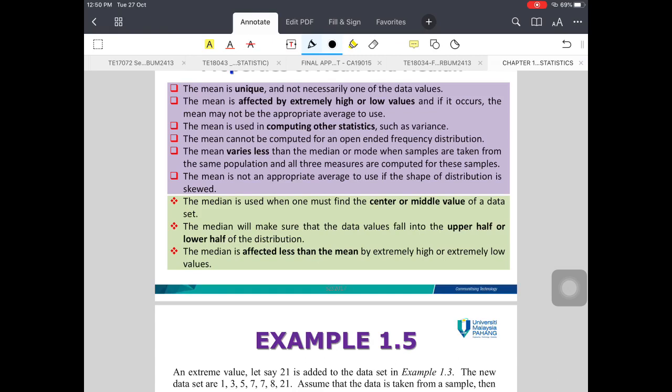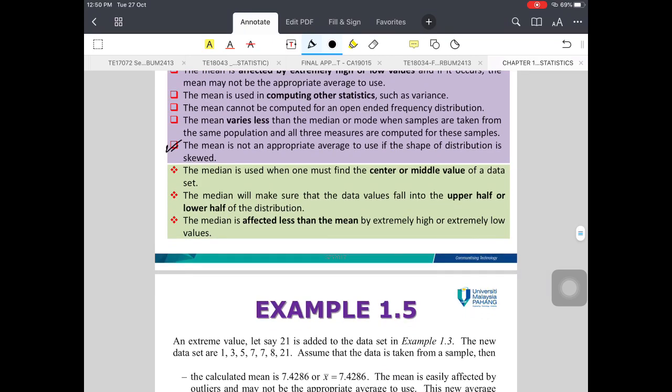So I think this one is very informative that you can think or you can see from your data set. It is not an appropriate average to be used if the shape of distribution is skewed. So the mean is a good measure of central tendency if your data shape is symmetric. Okay, we go to the next one.